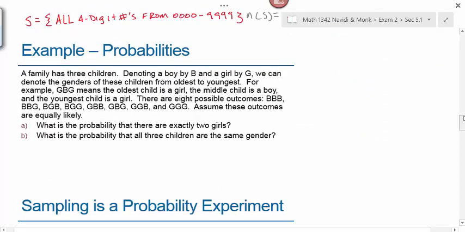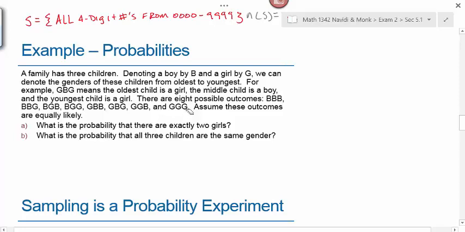Here's another example. It says a family has 3 children, denoting a boy by B and a girl by G. We can denote the genders of these children from oldest to youngest. For example, GBG means the oldest child is a girl, the middle child is a boy, the youngest child is a girl.